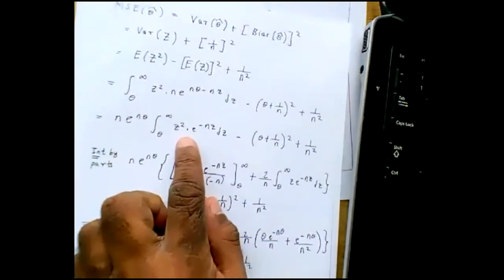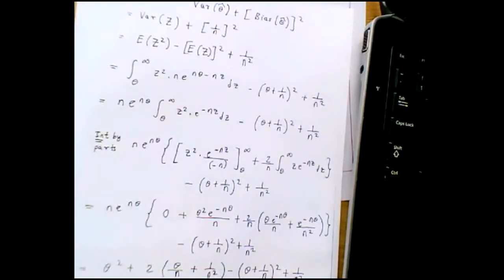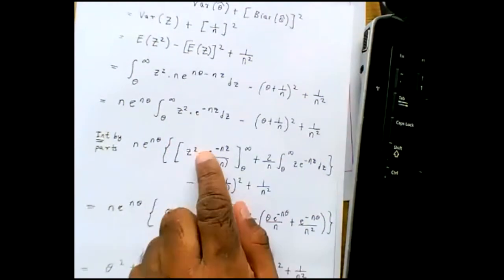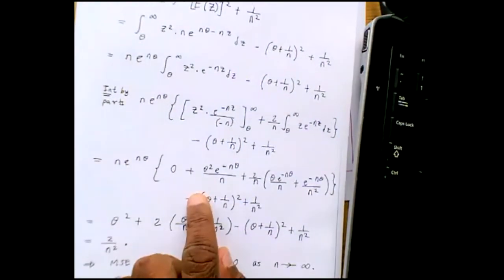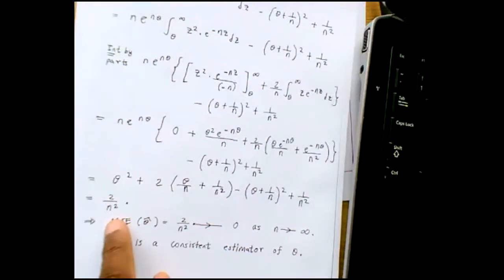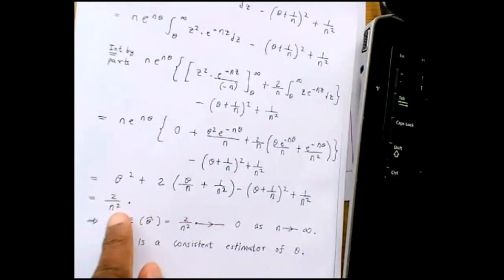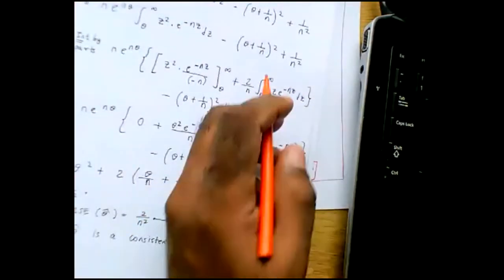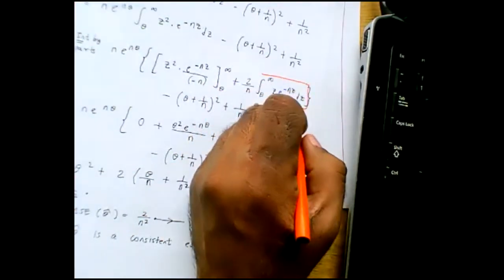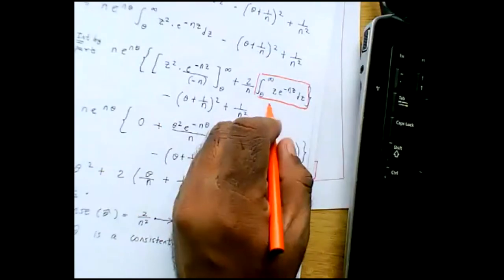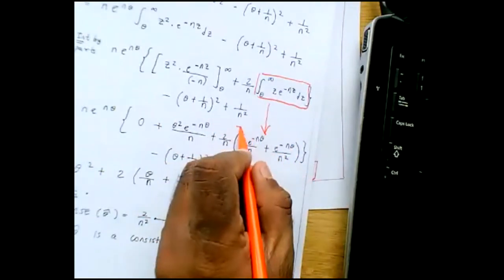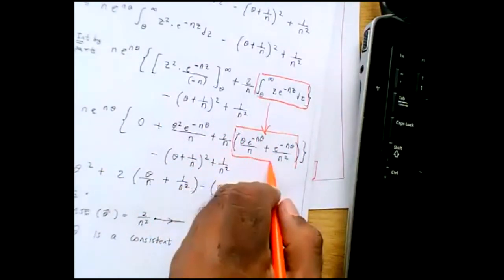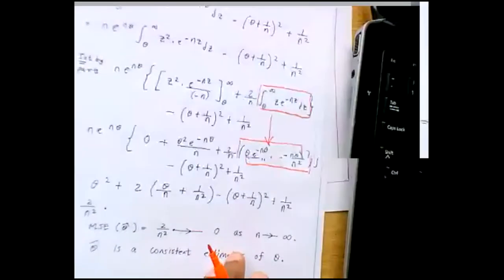All right, now to do this integration here, once again, you need to apply integration by parts for this integral. So this simplifies to this, and this simplifies to this, and you get 2 over n squared as the mean squared error. Now, I've done a cheeky thing here, that this integral here goes to this. I didn't show the details.